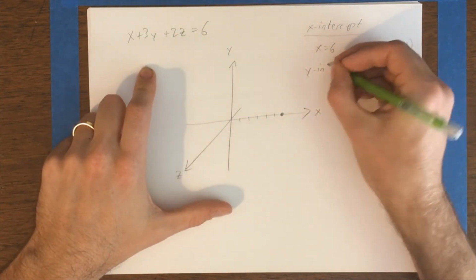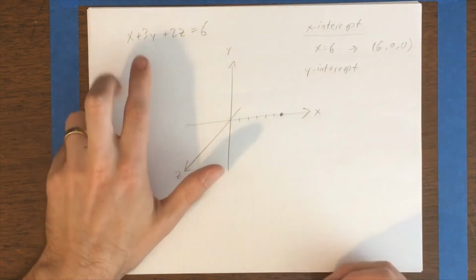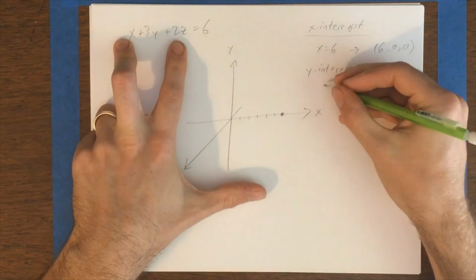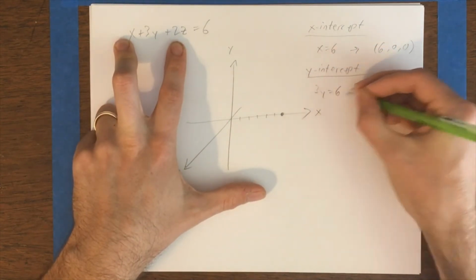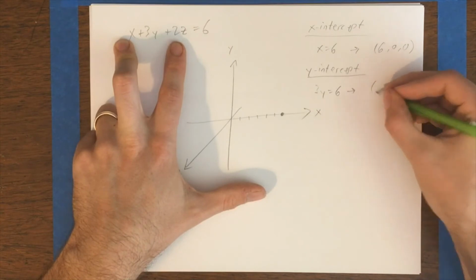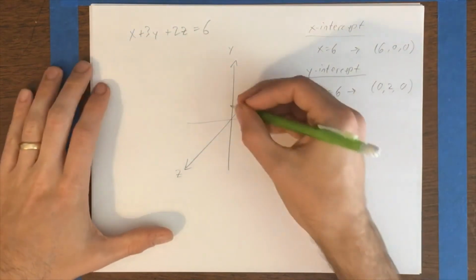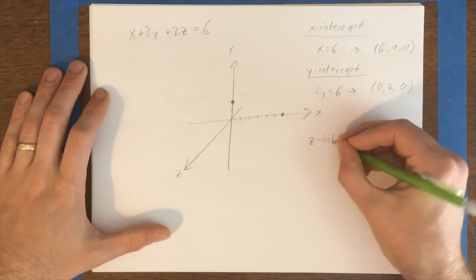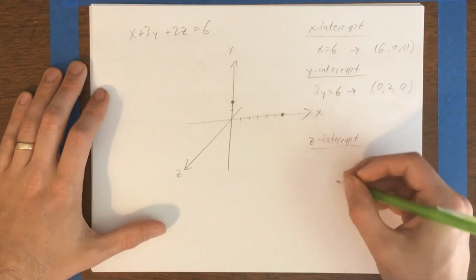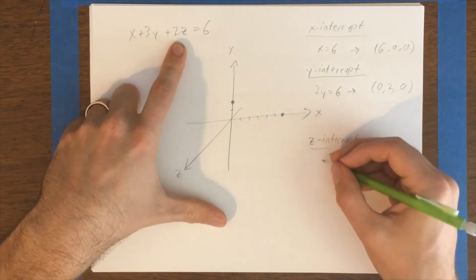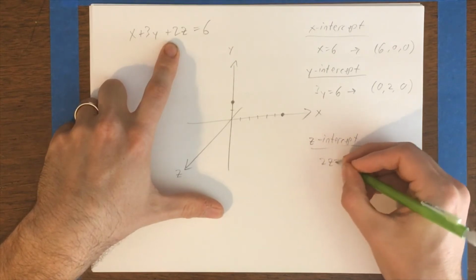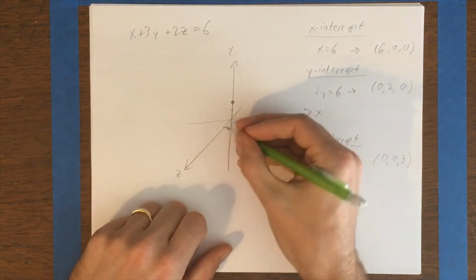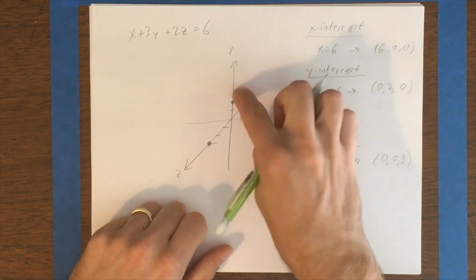For the y-intercept, what you do is have x and z both be 0. If x and z are 0, then now we're on the y-axis, and then we get 3y equals 6, so that would mean y equals 2. So (0, 2, 0). I'll plot 1, 2, a point there. And then lastly, for the z-intercept, we would have x and y be 0, so it would be 2z equals 6, which gives us z equals 3. So (0, 0, 3). So 1, 2, 3. And you'll notice now we have 3 points.